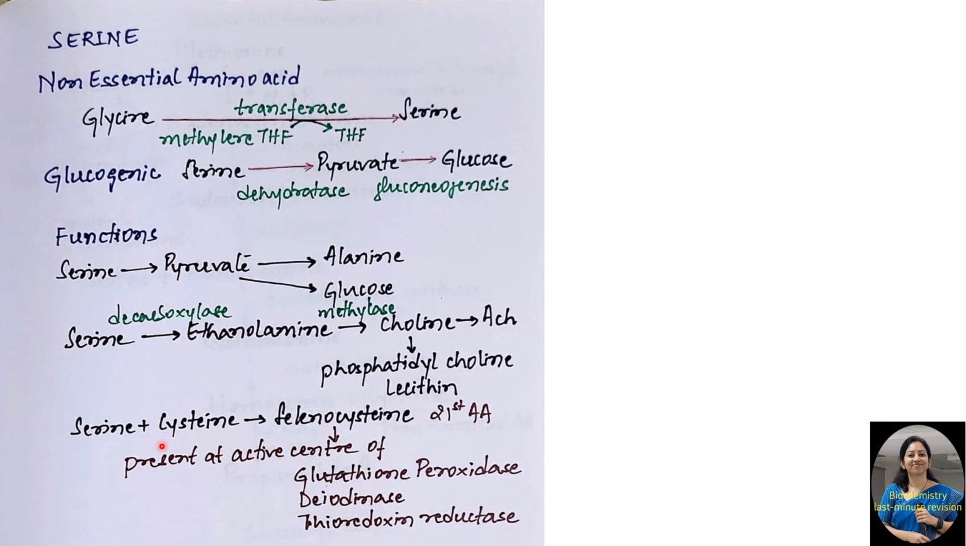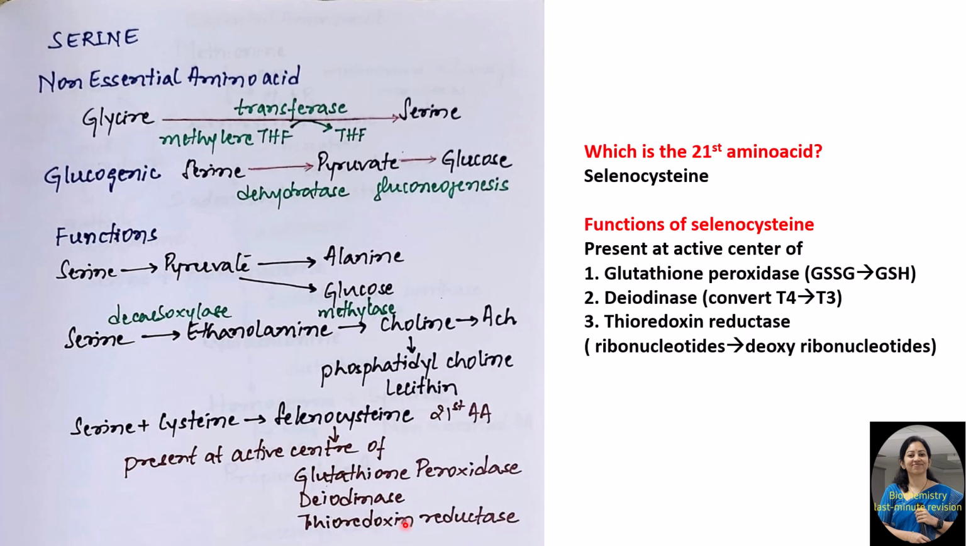Now serine can combine with selenium and form selenocysteine, and this is the 21st amino acid. Now these are the functions of selenocysteine. It is present at the active center of glutathione peroxidase and deiodinase enzyme, and also thioredoxin reductase. So these are the probable questions that can be asked. Which is the 21st amino acid? This is one of the most important viva questions that will be asked. So selenocysteine is the 21st amino acid.